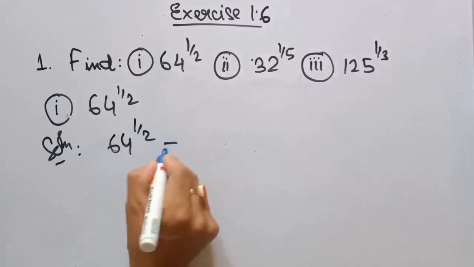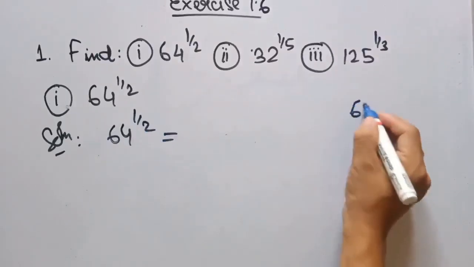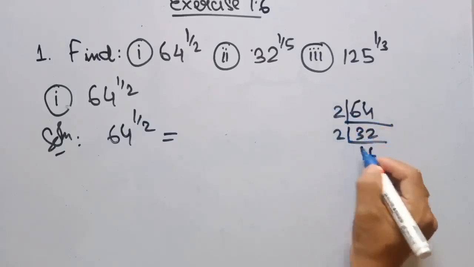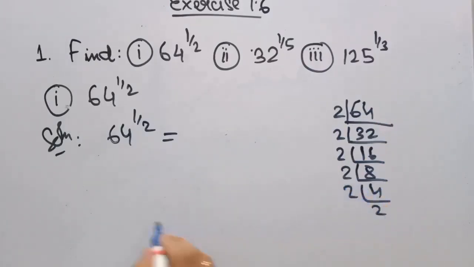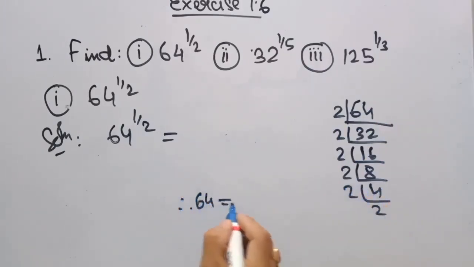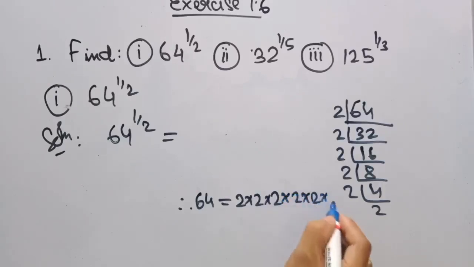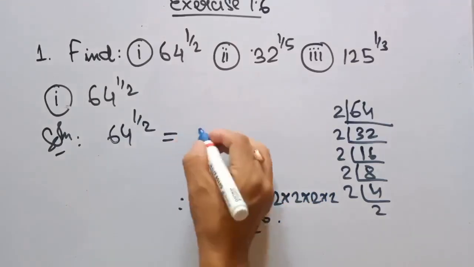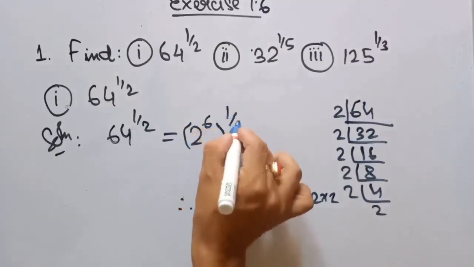64 to the power 1 by 2 equal to, first let us prime factorize the number 64. 2 times 32, 2 times 16, 2 times 8, 2 times 4, 2 times 2. So therefore 64 can be written as 2 into 2 into 2 into 2 into 2 into 2, that is 2 to the power 6. So 64 is equal to 2 to the power 6. So therefore 64 to the power 1 by 2 can be written as 2 to the power 6 to the power 1 by 2.